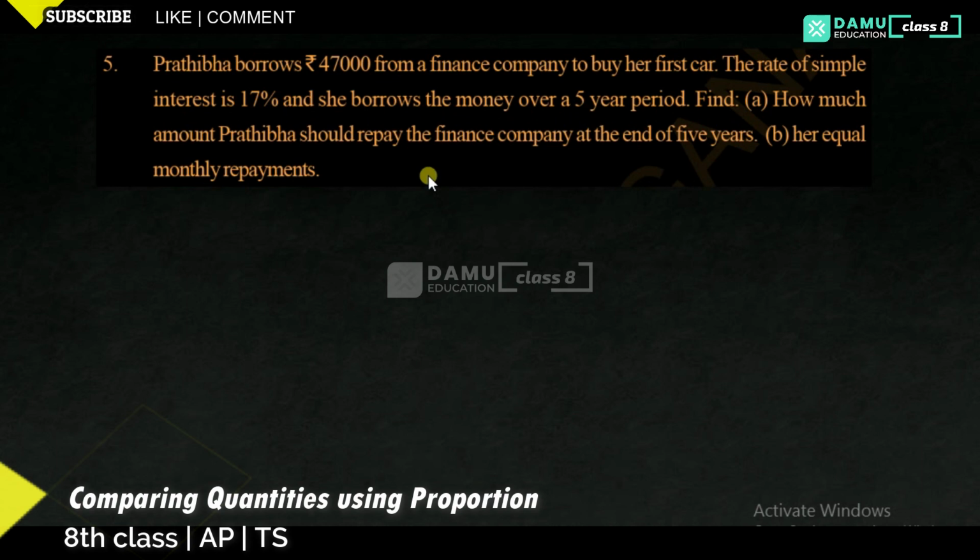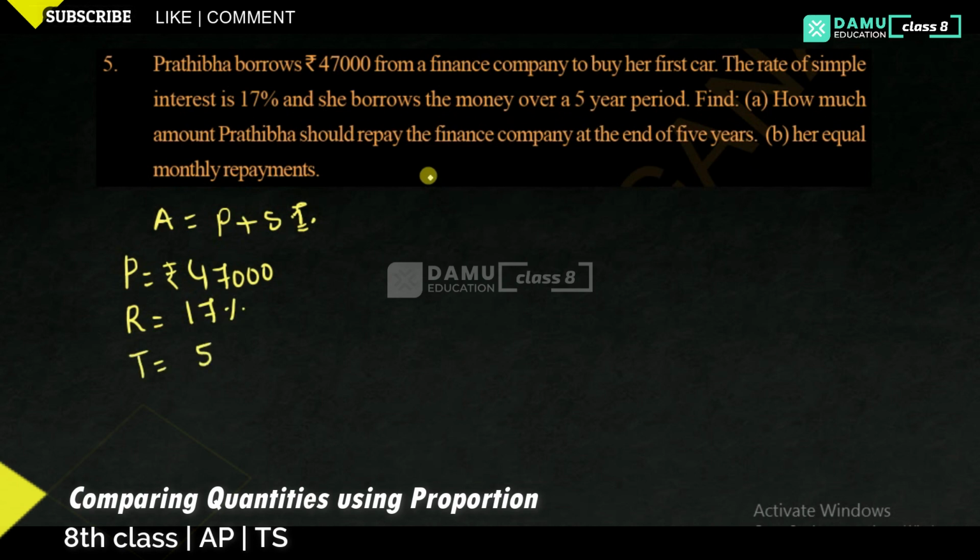So what is the amount? The amount formula is equal to principal plus simple interest. So what is the principal here? The principal will be 47,000 rupees. Principal is nothing but the first amount that we took. Then what is the rate of interest? 17%, that too simple interest. Then the time period given is 5 years. We go for compound interest only if they say so, unless they give different interest for different years.